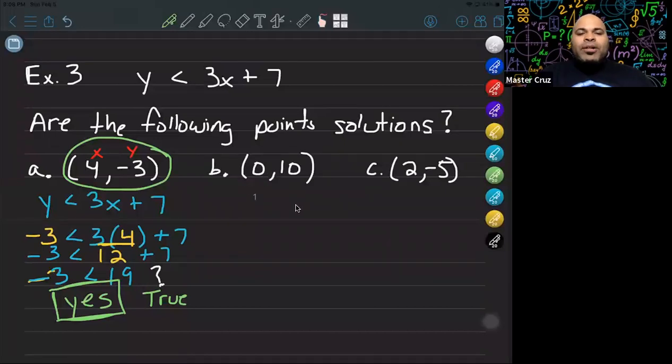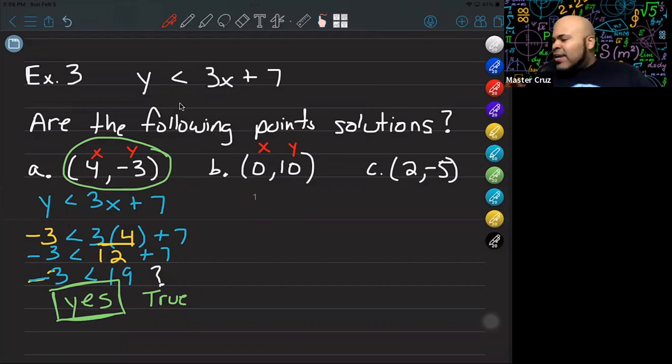How about B? Well, I need to plug in 0 and 10 in here. How do I do that? Well, I need to label the points. If the points are not labeled for me, I need to label them. But now I know that it's always X comma Y because this is alphabetical order. Also, you always find out that you have an X first, then you find out Y. So it usually works like that.